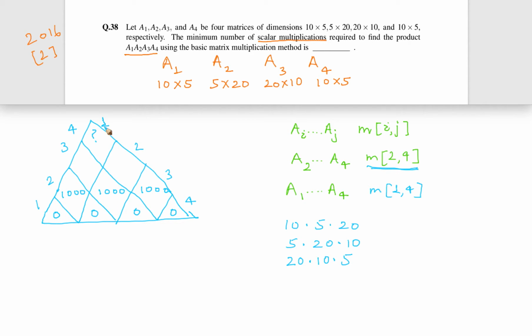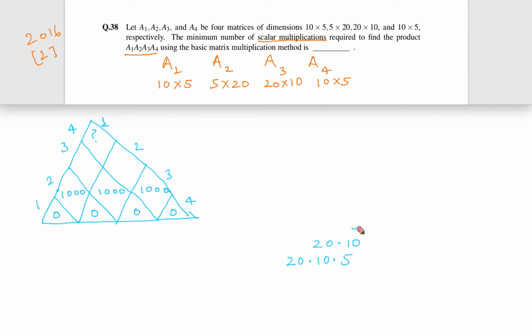Now let's talk about m13. When we are talking about m13, it means a1 into a2 into a3, that is the multiplication we are trying to find, and whatever is the minimum number of scalar multiplications in that multiplication, that we are going to put in that cell. That will be our answer for that cell.